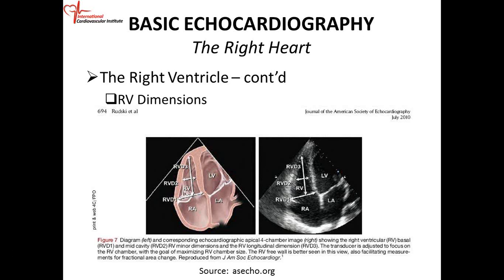So this is what we call an RV focus view. It's an apical four chamber view, but we manipulate the probe a little bit, and the technicians will go over this with you. The view is modified somewhat to focus more on the right ventricle. The important measurement here is the longitudinal measurement from the apex down to this plane, which is from the lateral annulus to the medial annulus, and then the dimension at the base and the mid cavity. The base measurement is much more important. So try and see if you can get that concept, because it's important to do these RV measurements.